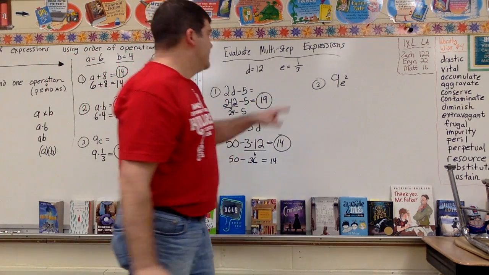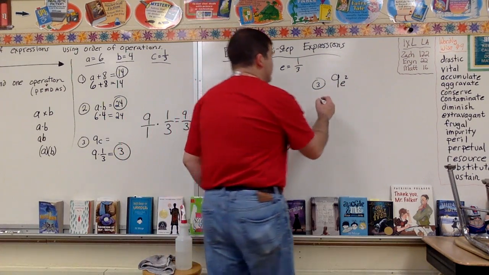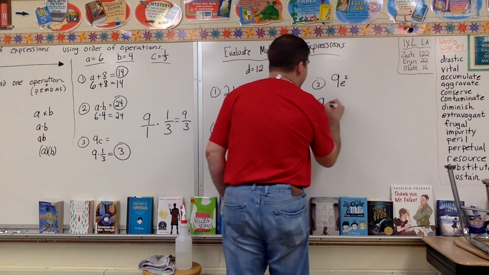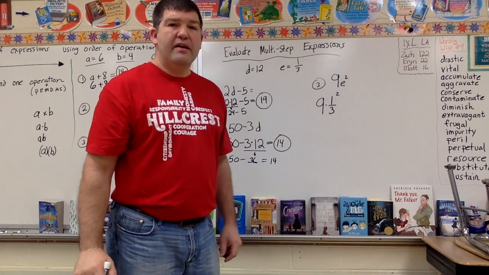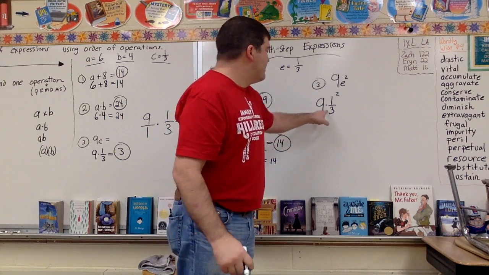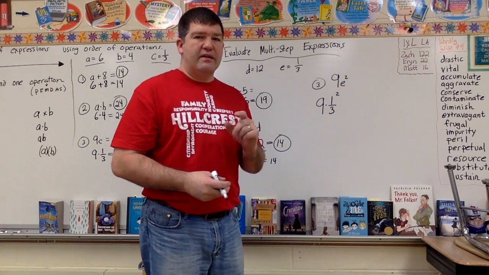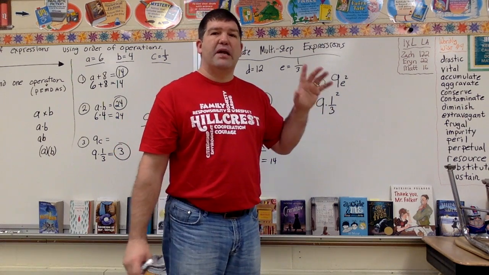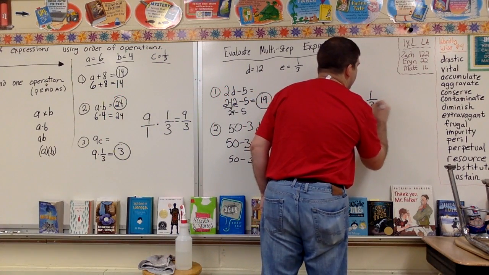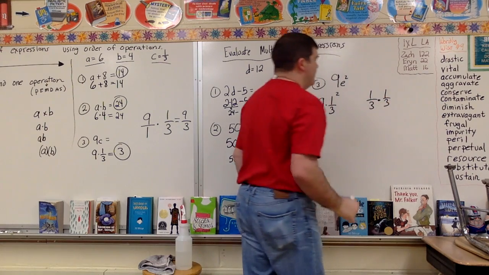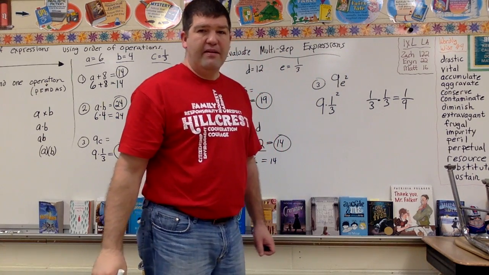All right, last one. 9e squared, or to the power of 2. So e is 1/3, so it's 9 times 1/3 squared. Okay, I have two operations here. I have 9 times 1/3, and I have 1/3 to the second power. So that's an exponent. So there's no parentheses, but I do the exponents next. So I'm going to do 1/3 times 1/3. And what I get is 1/9. All right? So I get 1/9.